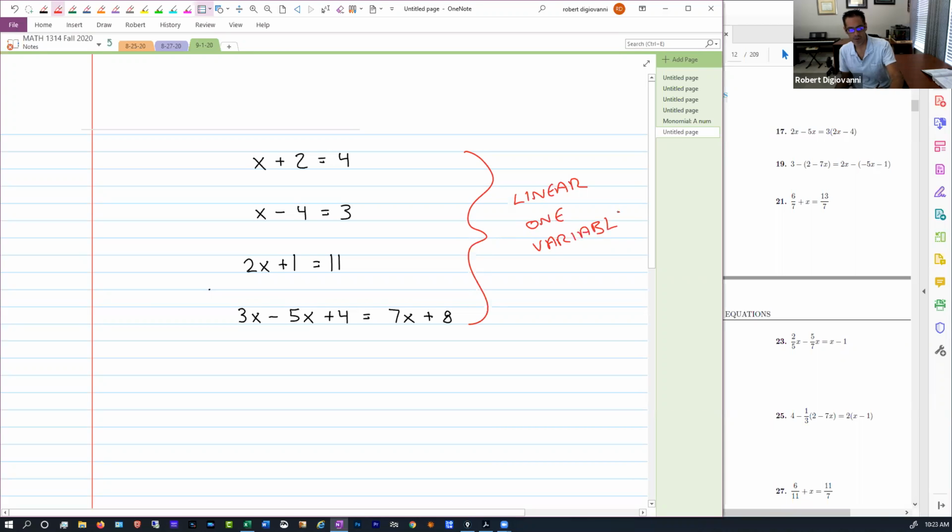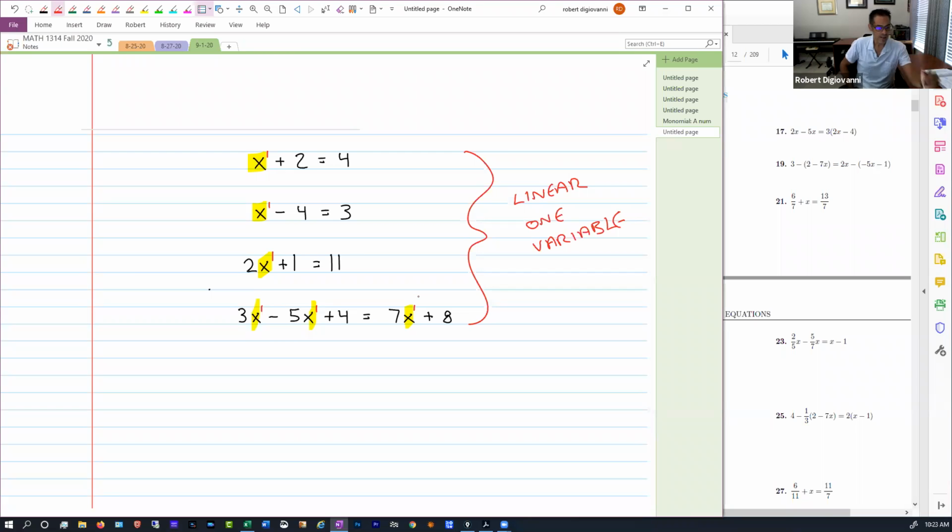Well, the one variable, is that obvious? All of these only have just one variable in them, x, right? All of those equations have x. There's not an x and a y or something like that. It's only one variable. And the thing that makes it linear is the fact that the powers on these x's are ones. Remember, we don't write the one, it's understood.